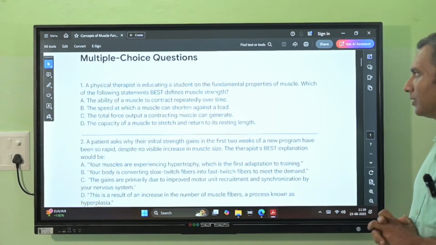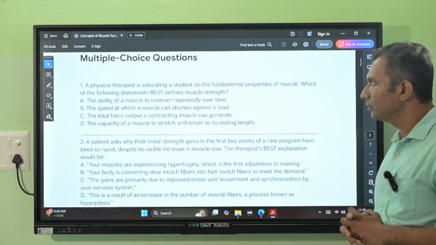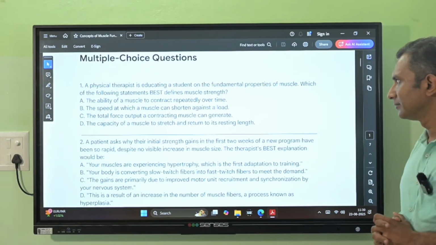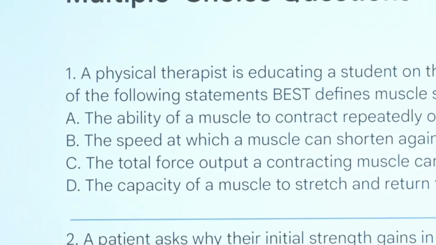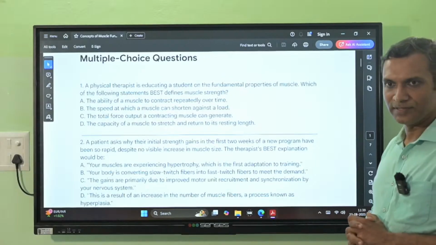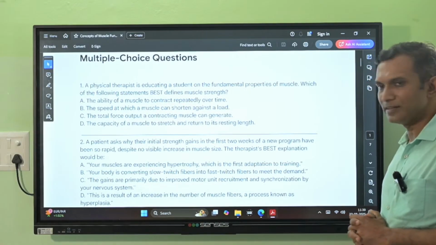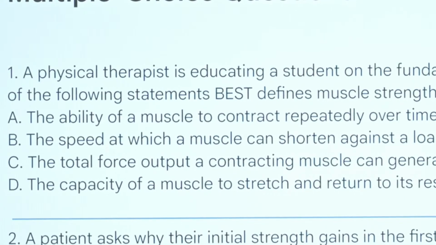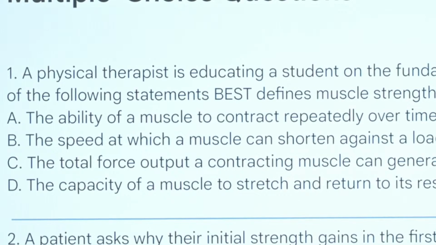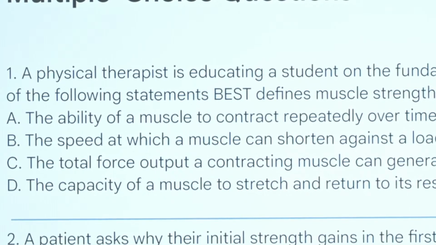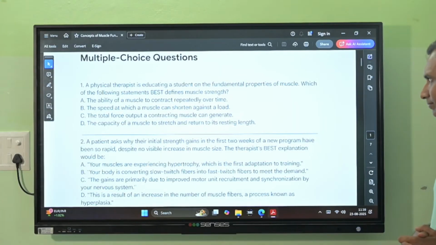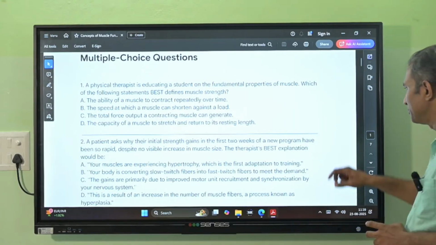So look into the choices. Four choices are there. And then we'll be going to the next question. So four choices. You can see question number one. There are four choices, A, B, C, and D. So take time and think of the best possible answer based on what we have discussed. Okay, you go to question number two.